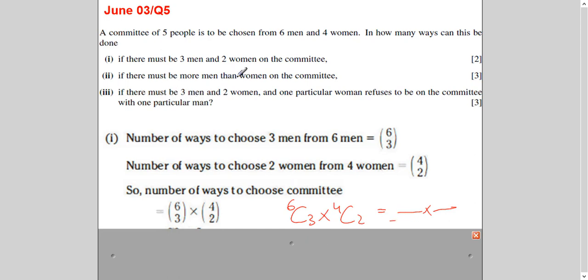There must be more men than women on the committee. So what comes to your mind? 1, 2, 3, 4, 5. 5 is an odd number. If more men, it means 3 men, 4 men, or 5 men. Agreed? So let's see how we will solve it.